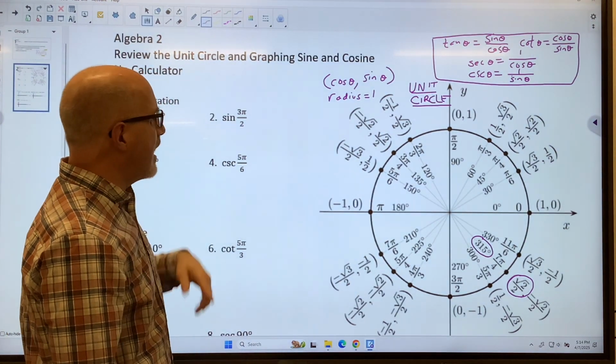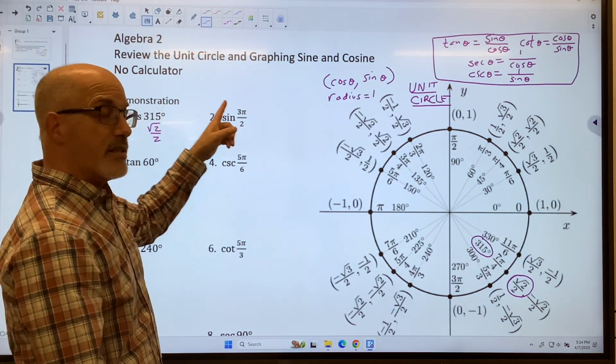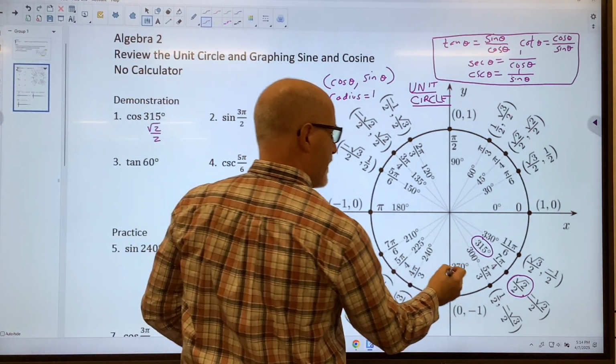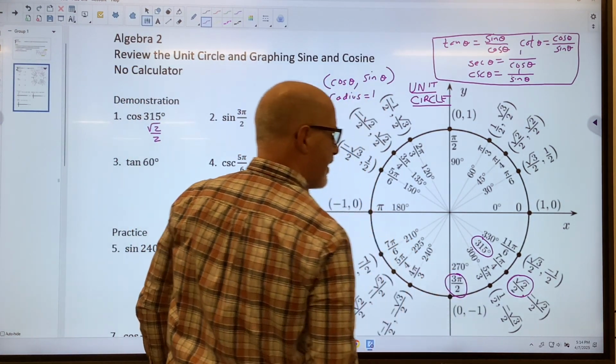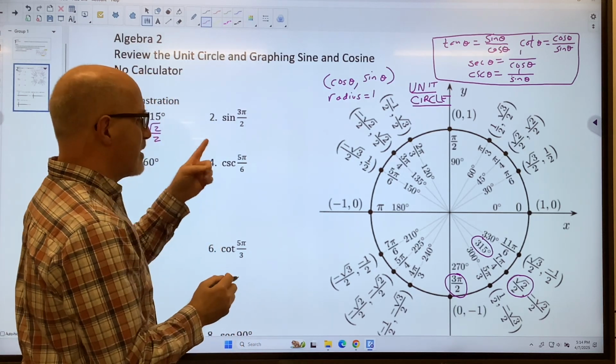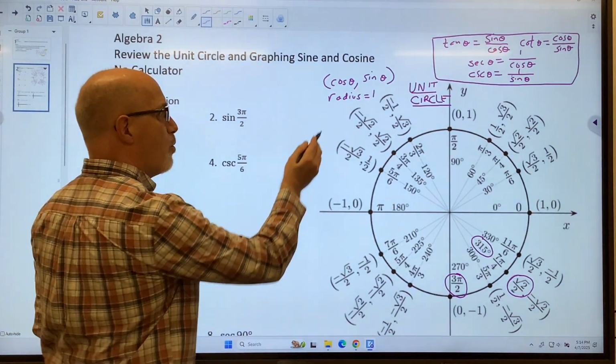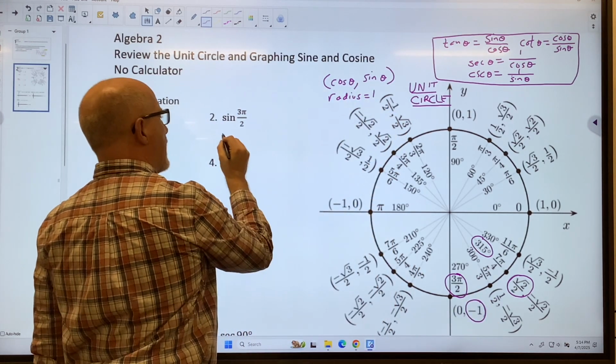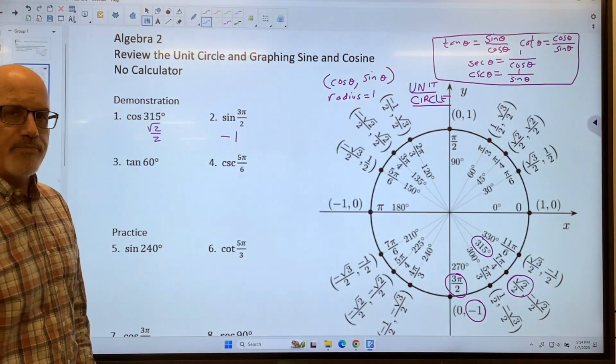Now if we want to do sine of 3 pi over 2, this was in degrees, this one's now in radians. Notice on this one, 3 pi over 2, that value there. So if you want sine of 3 pi over 2, you want the y value, which is -1. So -1 would be our answer for that one.